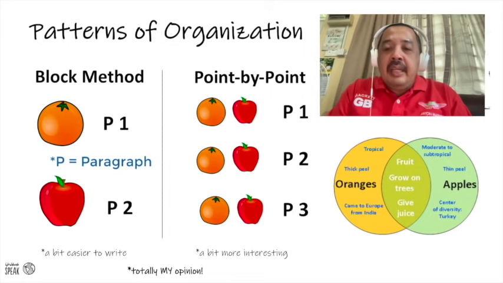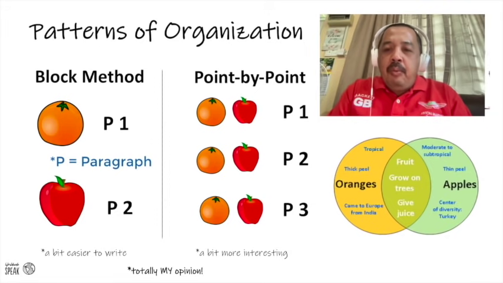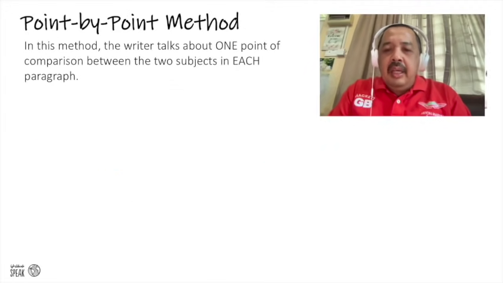So as I stated before in the other video, the block method is a great way to start with, but it is a little bit easier, and it is more suitable for a short essay. The point by point method can go into more details actually, and is suitable for a long essay. In this method, the writer talks about one point of comparison between the two subjects in each paragraph, just like I stated before in the previous slide.